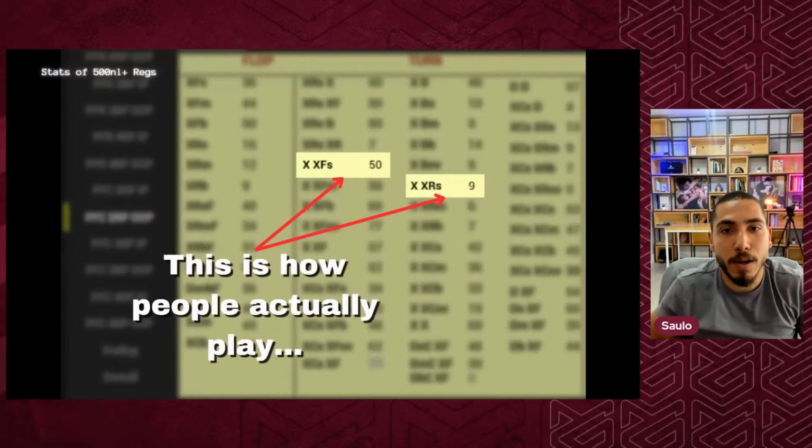So here's what I have for my own database. This is for 500 NL and above regulars. And we see here, this is how people actually play. They have 50% check fold and 9% check raise. This is how people actually play.